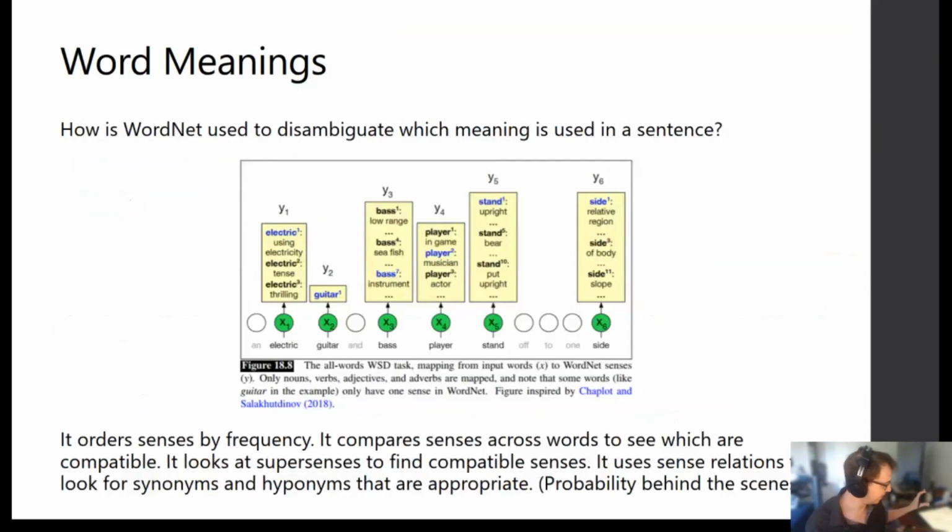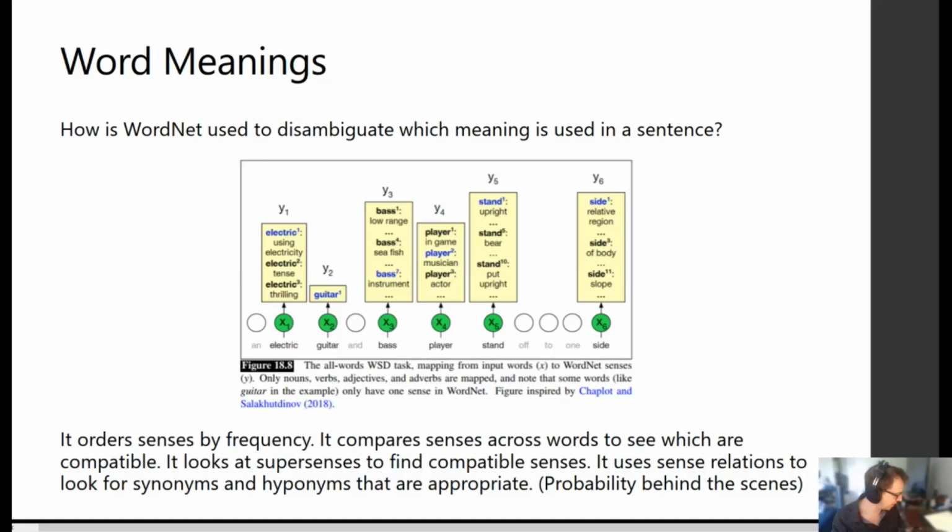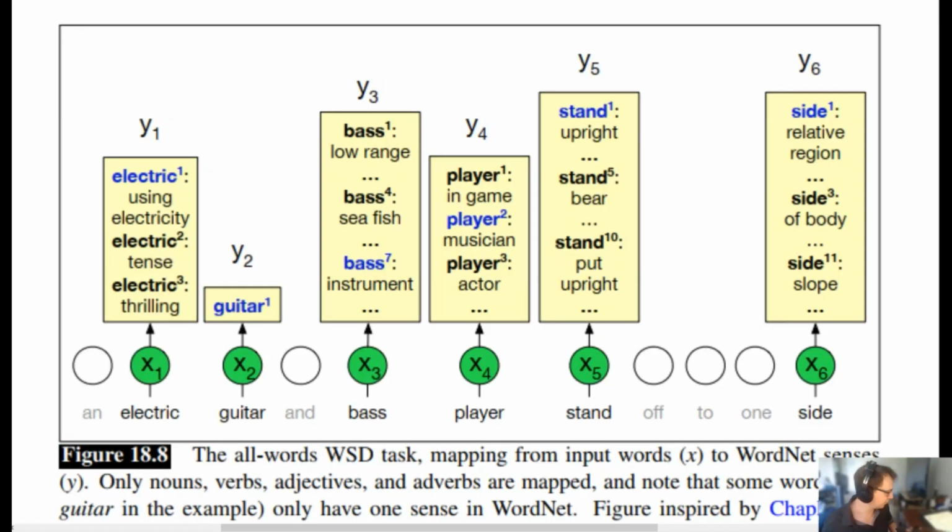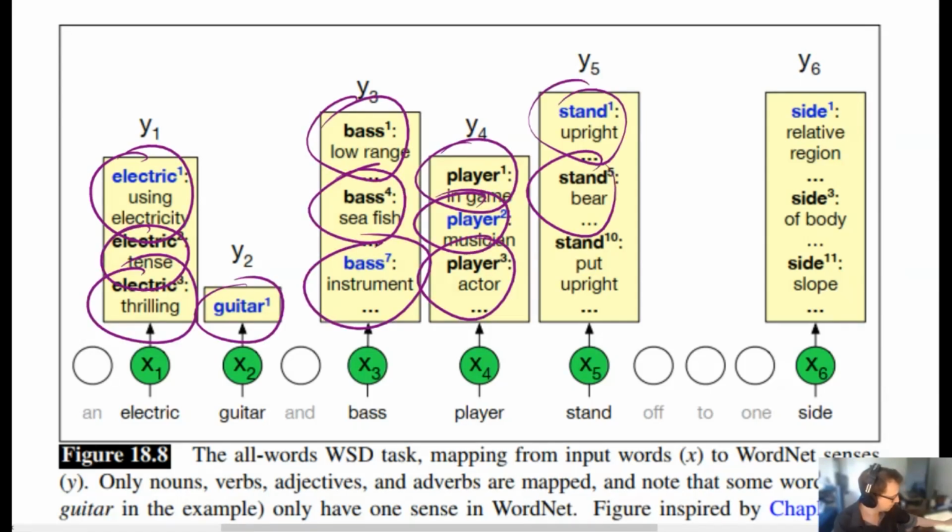So this is a very abstract picture of what it's doing. Basically, it's just using a lot of probability. So it's going through all of the content words in a sentence. So I'm just going to zoom in. The text is just saying a lot of probability, basically. So let's say an electric guitar and bass player stand off to one side. So it's looking at all of these different words. And it's taking a look at all of these different definitions.